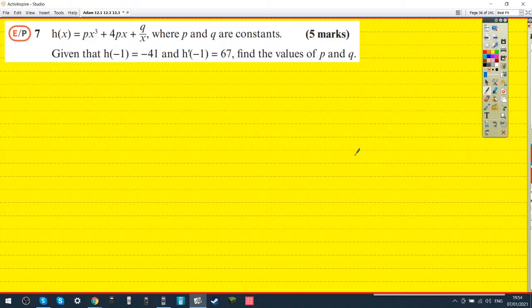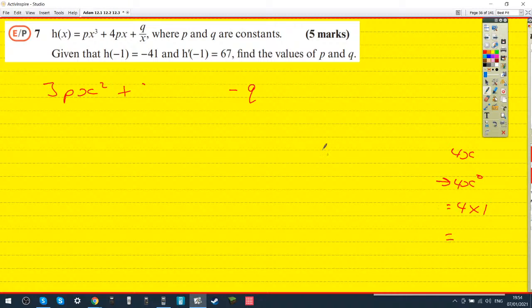So I got 3px squared plus 4px minus qx to the power of minus 2. What was the middle one, sorry? I got 4px. What would be the derivative of 4x? Would it be 0? No. It would be x to the 0. So the derivative would be 4x to the 0. What is x to the power 0? Oh, it's 1. Yep.